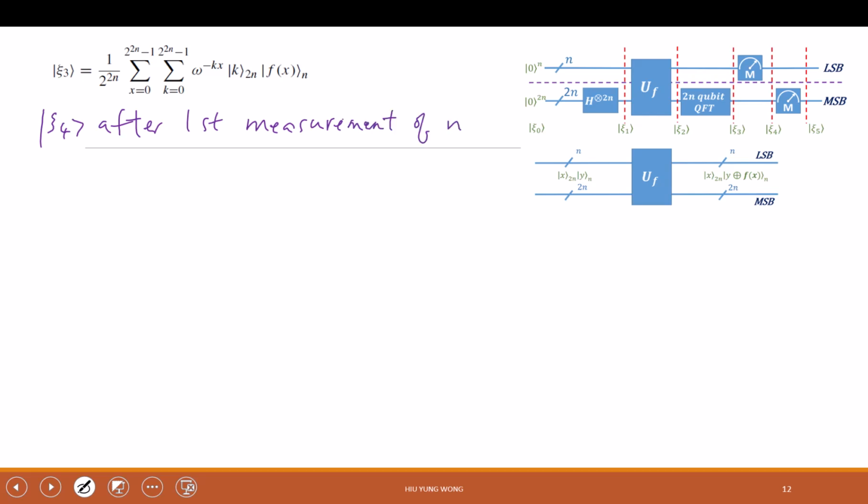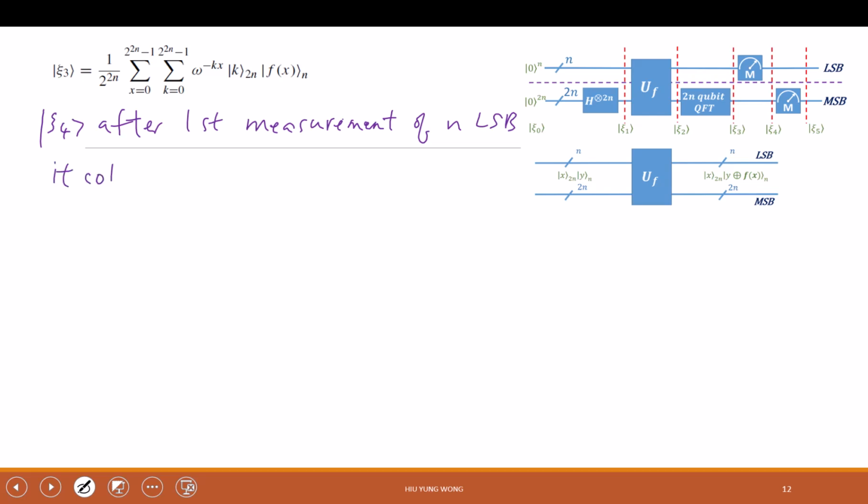Of n LSB. So when I do measurement, can you tell me what will happen when I do a measurement on this superposition state? There's a lot of summation, right? Don't worry, just a lot of summation. Maybe 1 trillion times 1 trillion summation terms. And you do measurement. These are the basis states. What will happen when I measure the last n qubit? What happens when you do measurement in quantum mechanics? Collapse to what? Basis state. Very good.